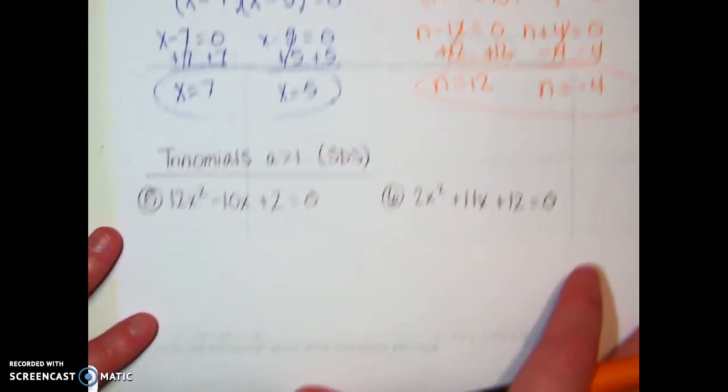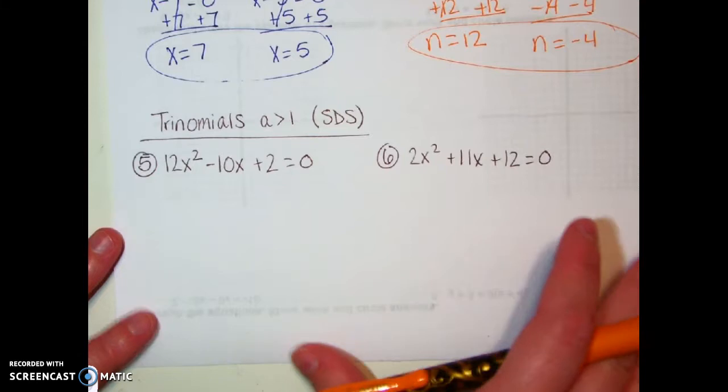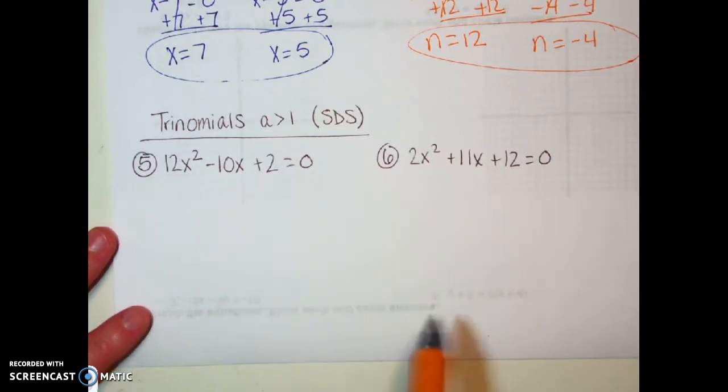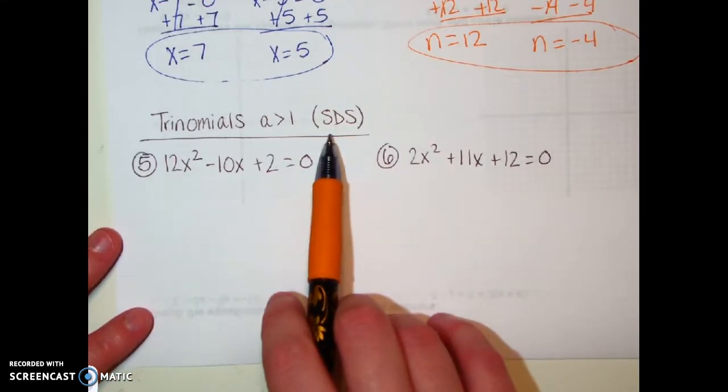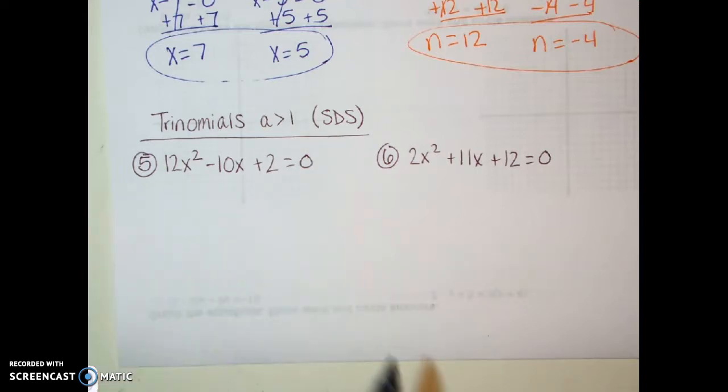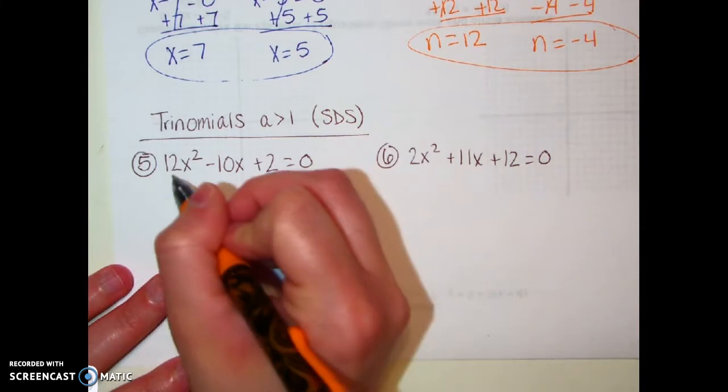Next one is trinomials when a is greater than 1. If you remember SDS, slide, divide, slide, if you recently joined the class, you probably didn't learn it this way, so you can learn, or you can do whichever method you learned at your old school or from another teacher. It doesn't bother me, but I will be doing slide, divide, slide. So for slide, divide, slide, you first slide a over and multiply it by c.